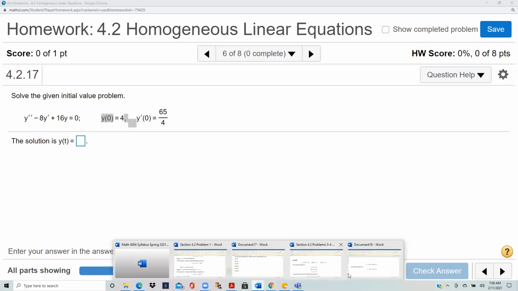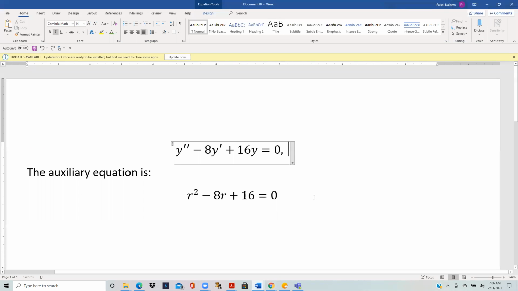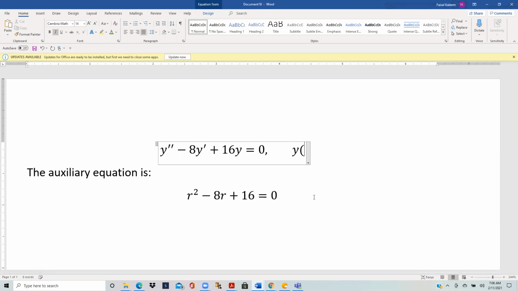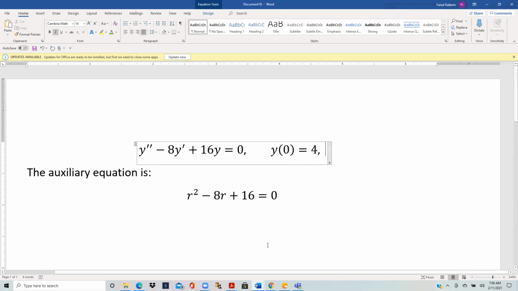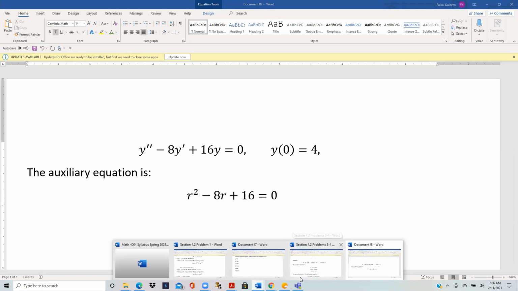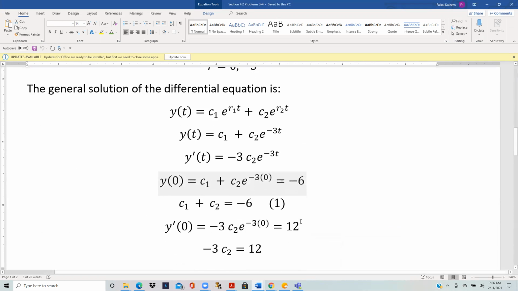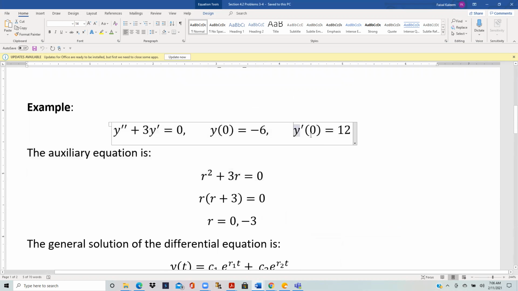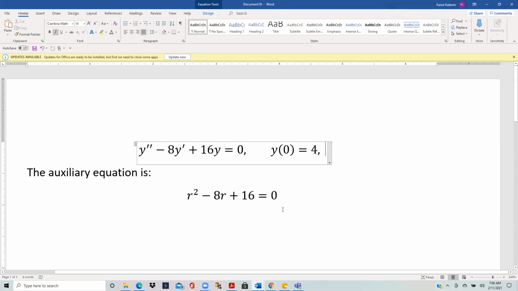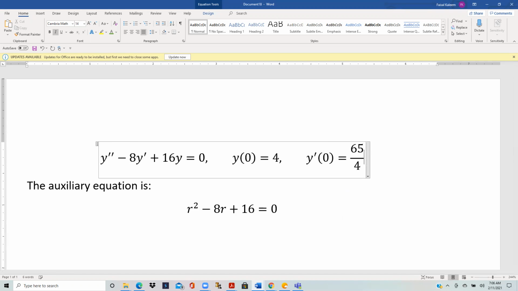y(0) is equal to 4, and y prime(0) is 65 over 4. Let's copy from here. y prime(0) is 65 by 4.